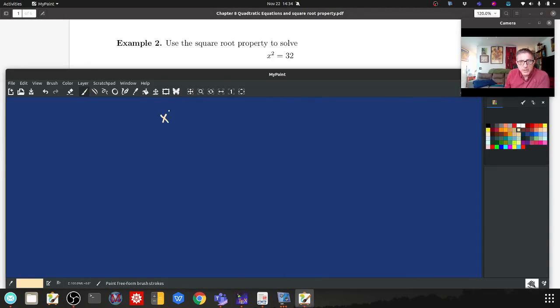So I have x squared is equal to 32. I'm just going to apply the square root property immediately. So that says x is equal to plus or minus the square root of 32. So we have to see if 32 can be simplified.